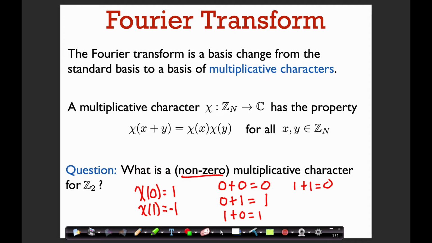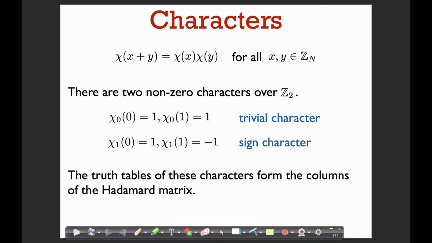So we found two non-zero characters over Z2: the trivial character, which always maps to 1, and this sign character where chi of 0 is 1 and chi of 1 is minus 1.